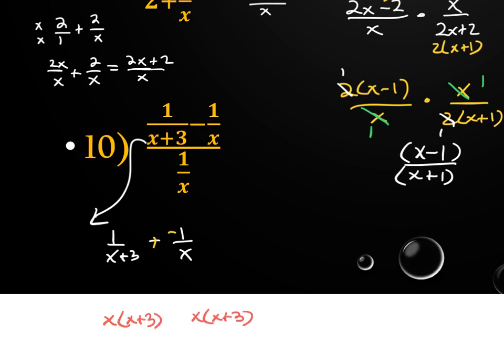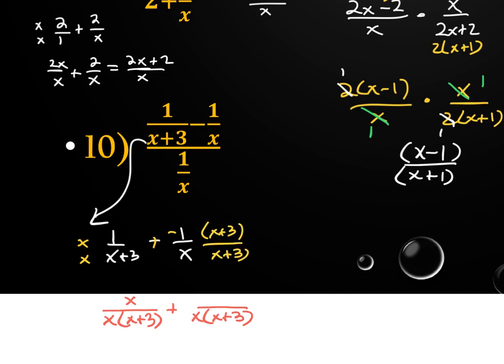Remember, you can't just add a +3 to the second fraction. Finding a common denominator involves multiplication. So my first fraction is missing the x. So this becomes an x in the top. And then I have a -1 here. Actually, let me just leave it. I'm going to put it over here. So this one's missing the x plus 3.